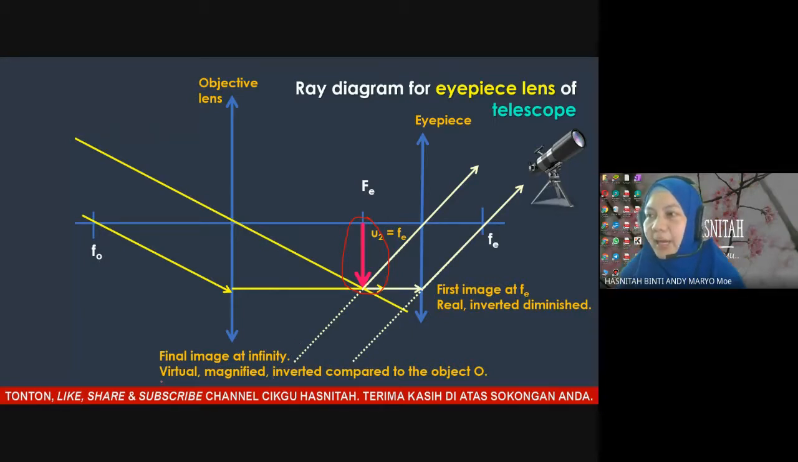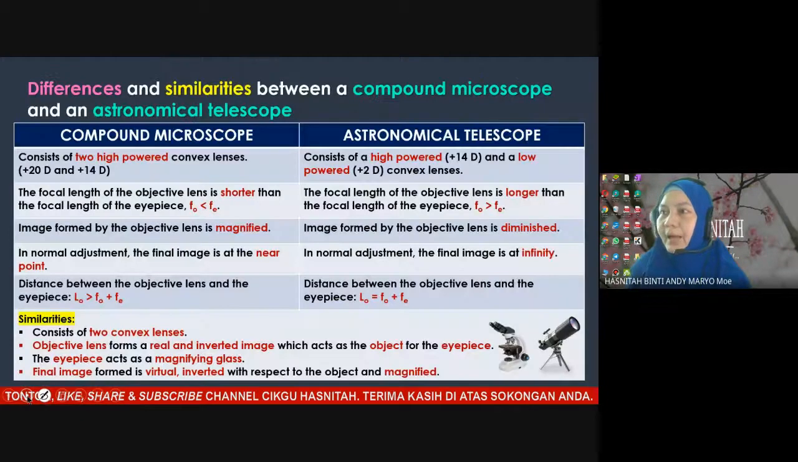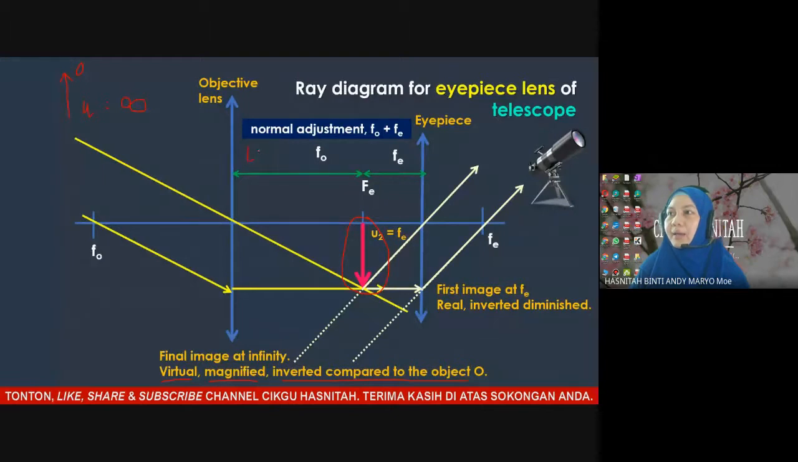Okay, the characteristic again: virtual, magnified, inverted compared to the object. The object is here, object O, somewhere at infinity. So it is virtual, magnified, and inverted compared to the object O. Alright. Okay, this is normal adjustment, students. Remember in a telescope, in normal adjustment, the distance between these two lenses must be equal to FO plus FE. Okay, L equals FO plus FE.